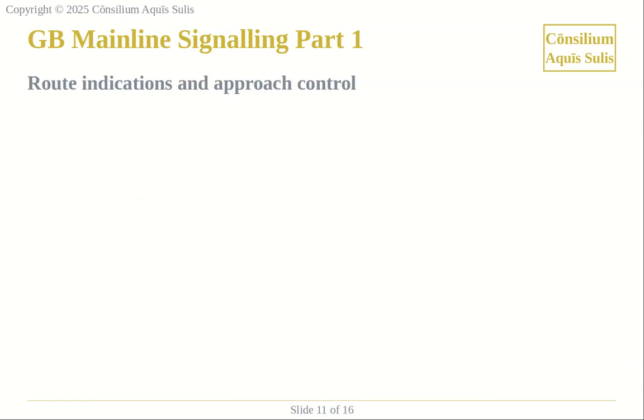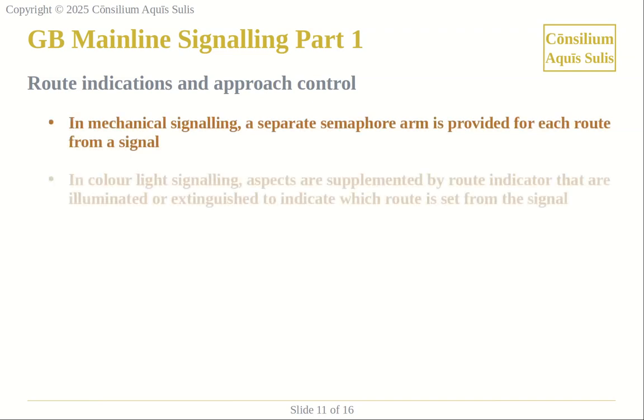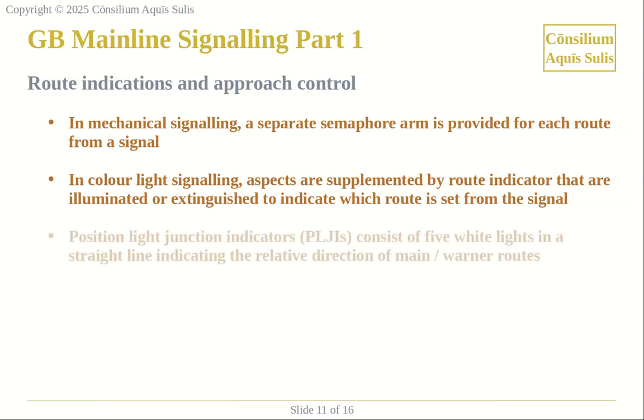We then moved on to route indications, accompanying signal aspects and approach control, and saw how in mechanical signalling, a separate semaphore arm is provided for each route from a signal, but in colour light signalling aspects are supplemented by route indicators that are illuminated or extinguished to indicate which route they apply to.